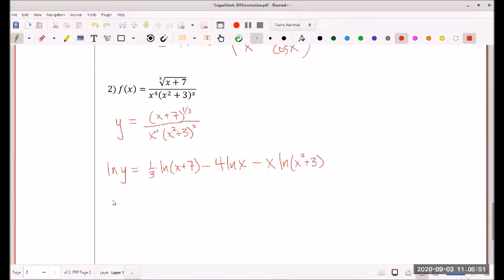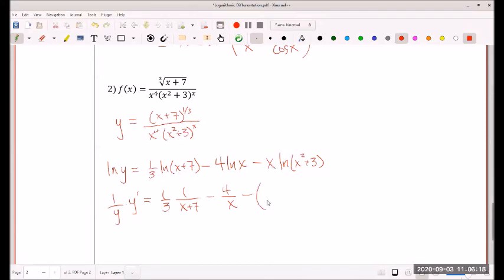Now we'll go ahead and do implicit differentiation: 1 over y times y prime equals 1/3 times 1 over x plus 7 times 1. The derivative of x plus 7 is just 1, minus 4 over x times 1, minus, now I'm going to have to use the product rule here, but that should be okay. So I'll put parentheses around this first.